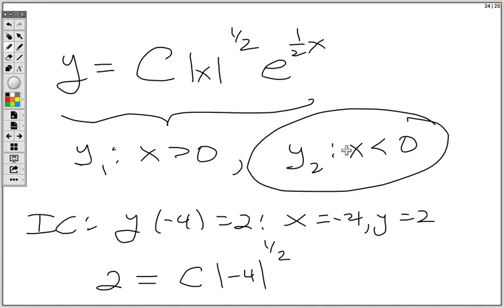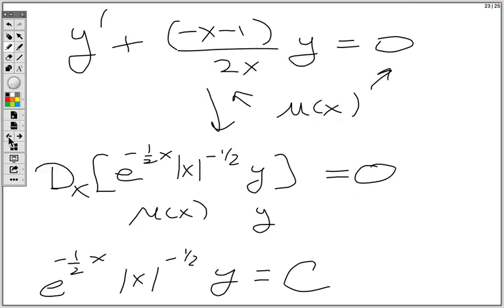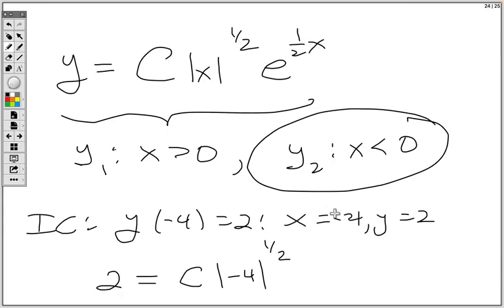Oh, which -1/2? Did I miss something? So when I divide these over, they become the positives. Is that what you're talking about, Zoran? Yep, okay. All right, good question, though.